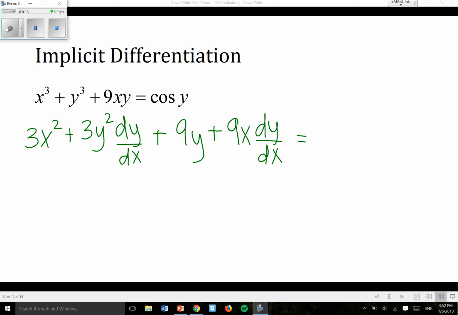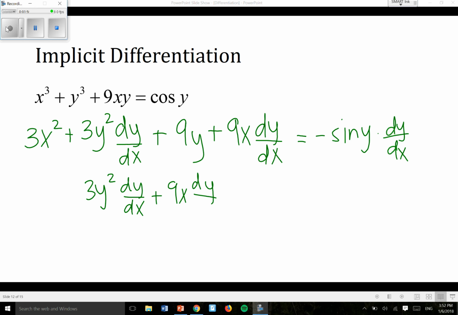And finally, on the other side, I differentiate cosine y with respect to x, get negative sine y. But because I'm using y as my inner function, I multiply by dy/dx. Next step, I get all my dy/dx's on one side and all my non-dy/dx's on the other. So I'm going to have 3y squared dy/dx plus 9x dy/dx, and I'll move that negative sine y over, make it positive sine y dy/dx. On the other side, I'll move over my 3x squared, make it negative 3x squared, negative 9y.